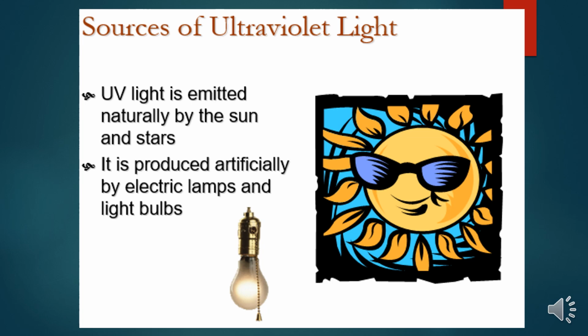So what are the sources of UV light? UV light is emitted naturally by the sun and the stars. It is produced artificially by electric lamps and light bulbs. So we have to be aware of that, and we have to take care of ourselves from UV light exposure.